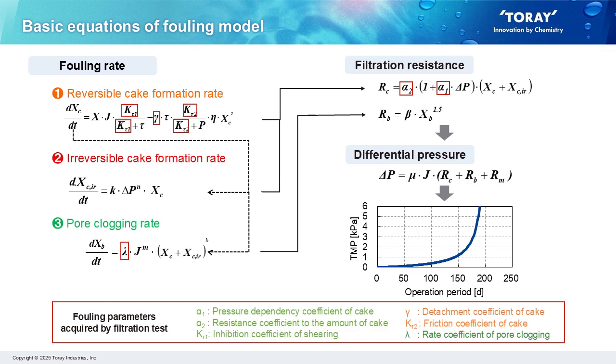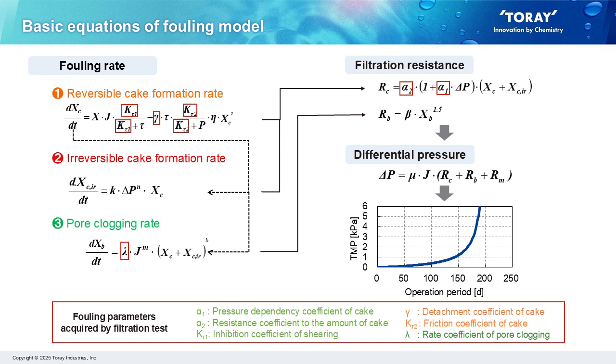Fouling of the membrane is broken into three types: 1. Reversible cake, 2. Irreversible cake, and 3. Pore clogging. The fouling rate depends on the sludge characteristics that change with the raw water type and its condition. In these equations, sludge characteristics are considered.